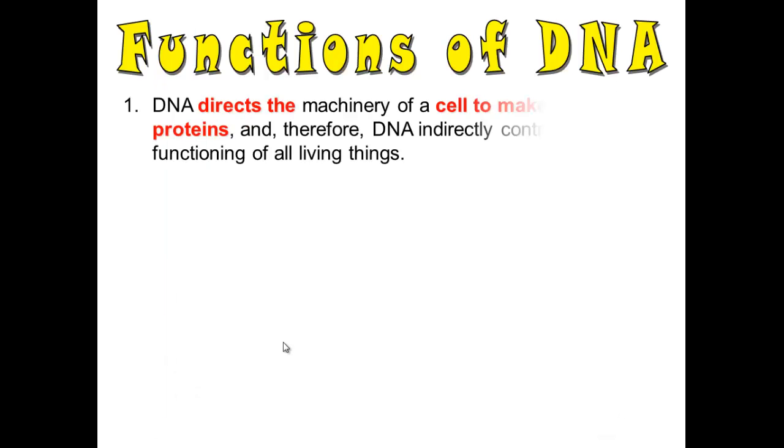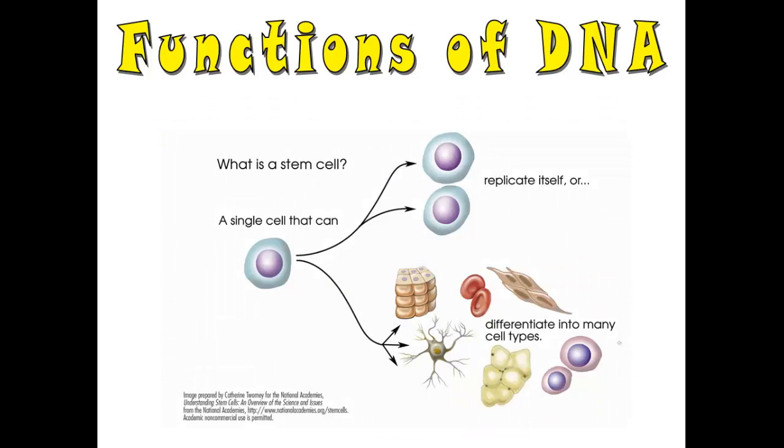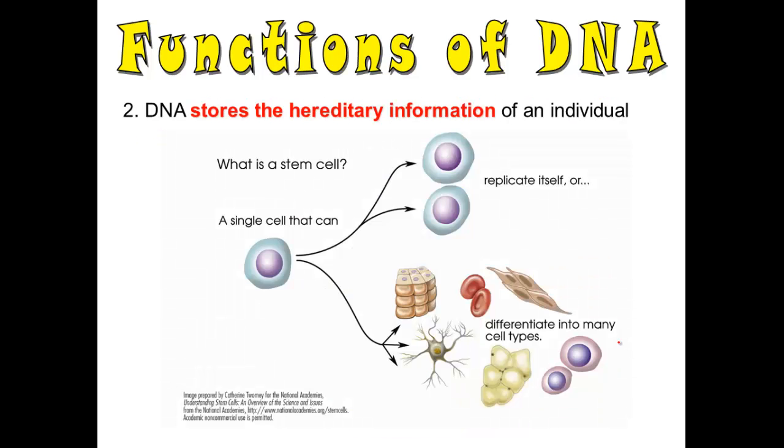What is the job of DNA? Well, DNA tells the cell which proteins to make, when to make them, and how. So DNA gets copied into RNA, and RNA is translated by a ribosome into a protein chain. The second job of DNA is it stores all of the information that you need to make every cell in your body.